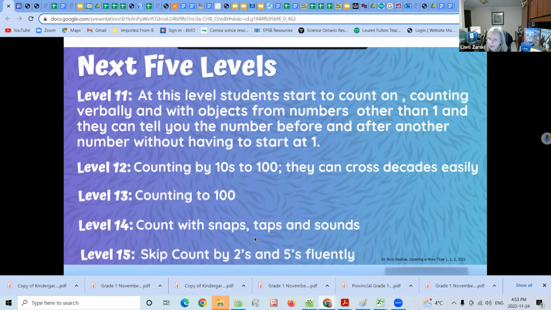Counting by snaps and taps, the sounds, right? Using sound. What's the beat of music? Can they keep that pace? That's your patterning also at the same time. So can they count those beats as they're moving through?